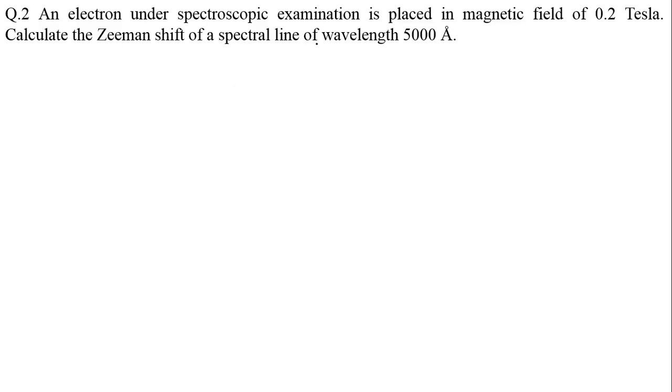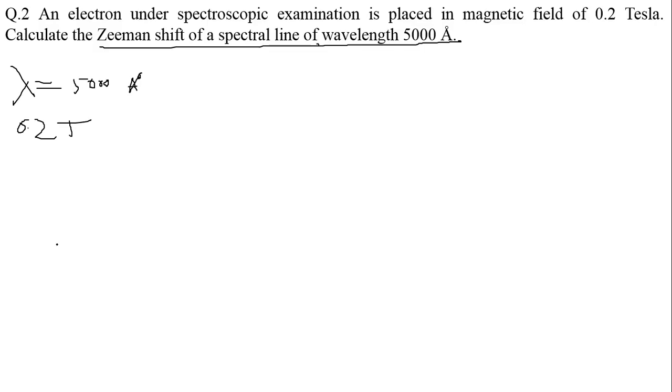So here it is given the Zeeman shift of a spectral line of wavelength lambda equals 5000 Angstrom, and it is placed in a magnetic field of 0.2 Tesla. So what do we want to calculate? We want to calculate the Zeeman shift of a spectral line of wavelength 5000 Angstrom. So we will calculate the shift of the spectral line, that is delta lambda.